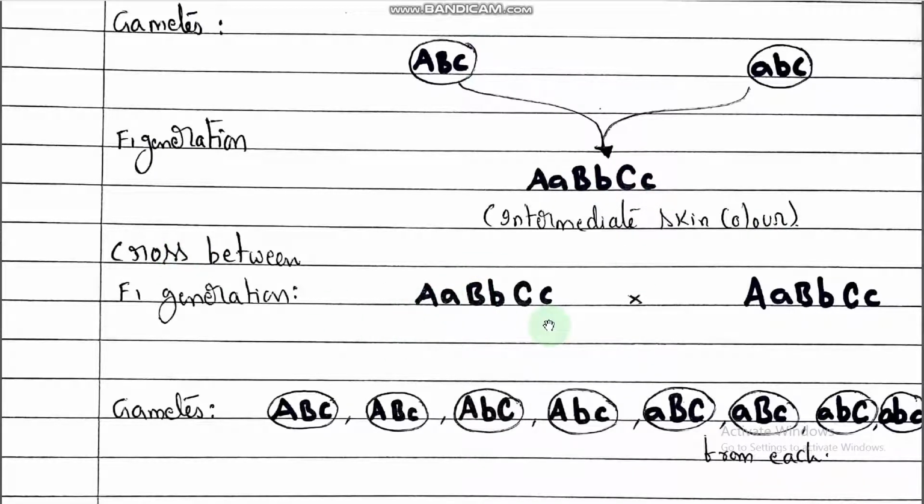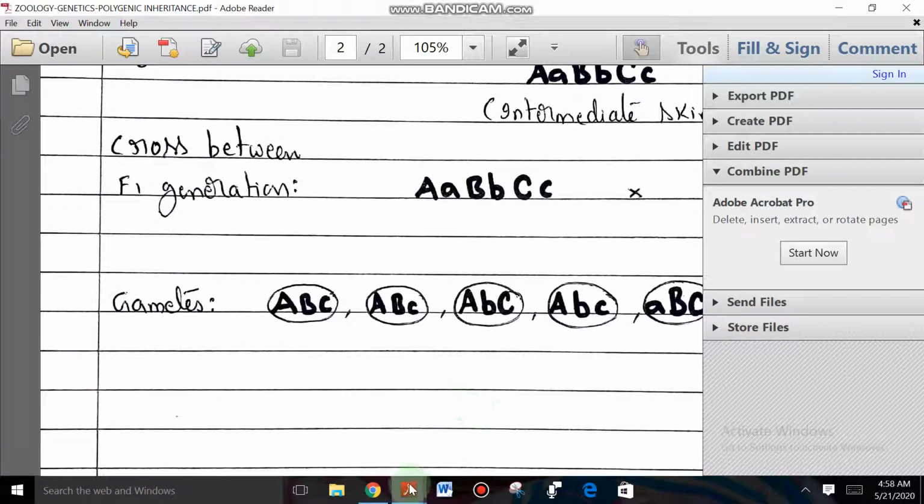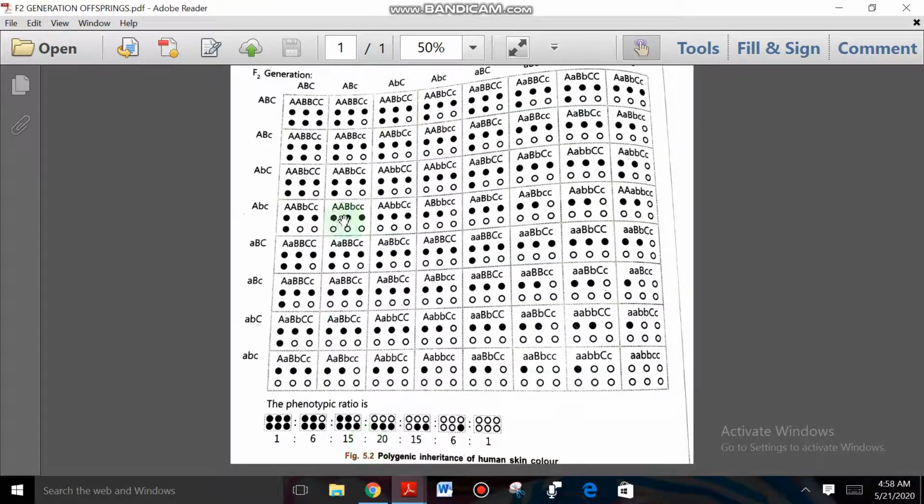Cross between F1 generation, F1 into F1, right? So what gametes are formed? 8 different types of gametes. You can make a Punnett square and you will get F2 generation. So how many total? Total number is 64 offsprings are formed, right? How many types? 1 2 3 4 5 6 7 types of offsprings are formed, right? Up to this clear here, right? This is regarding polygenic inheritance.